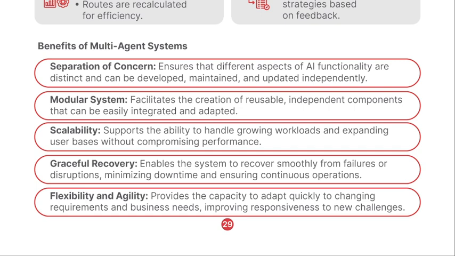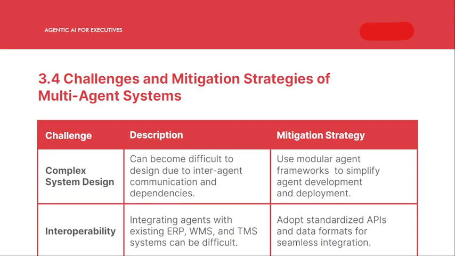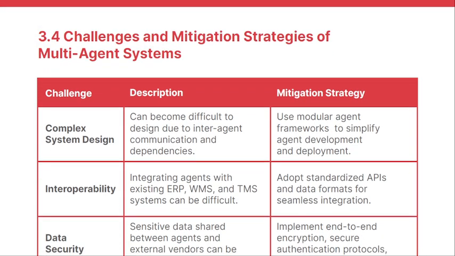Scalability: so they can scale. With the help of a multi-agent system, we can scale. It supports the ability to handle growing workloads and expanding user bases without compromising performance. Graceful recovery enables the system to recover smoothly from failures or disruptions, minimizing downtime and ensuring continuous operations. Flexibility and agility provide the capability to adapt quickly to changing requirements and business needs, improving responsiveness to new challenges. So we have the challenges and mitigation strategies of a multi-agent system.